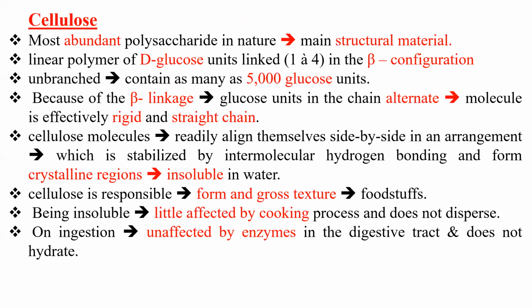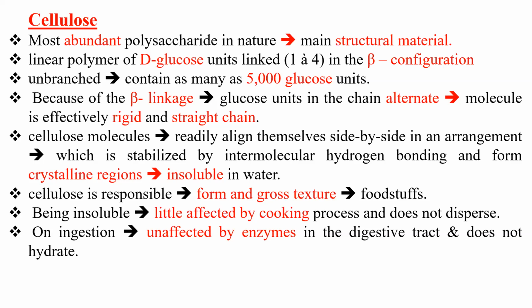Cellulose, a very important polysaccharide, is the most abundant polysaccharide in nature and acts as the main structural material in plants. This is a linear polymer of D-glucose units linked by beta-1,4 linkage. It is an unbranched polysaccharide which contains as many as 5,000 glucose units. Because of the beta linkage, glucose units in the chain alternate. The molecule is effectively a rigid and straight chain because of this alternating character of glucose in the cellulose chain.